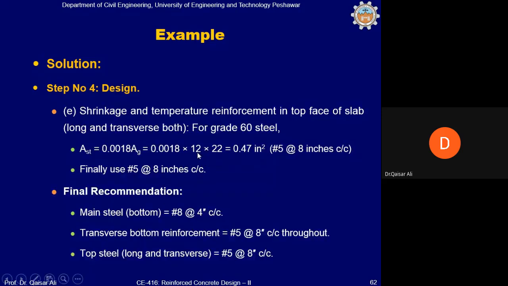So finally, what we will do is provide number 8 at 4 inch center to center as bottom main reinforcement along the span length of the bridge. Transverse bottom reinforcement, perpendicular to this main reinforcement, is number 5 at the rate of 8 inch center to center. Since this is the minimum reinforcement which has been calculated from the shrinkage reinforcement, and according to the AASHTO guidelines, we will also have to provide the shrinkage reinforcement both along the long and transverse direction. So this number 5 at the rate of 8 center will provide not only transverse bottom reinforcement but also shrinkage transverse and longitudinal reinforcement.